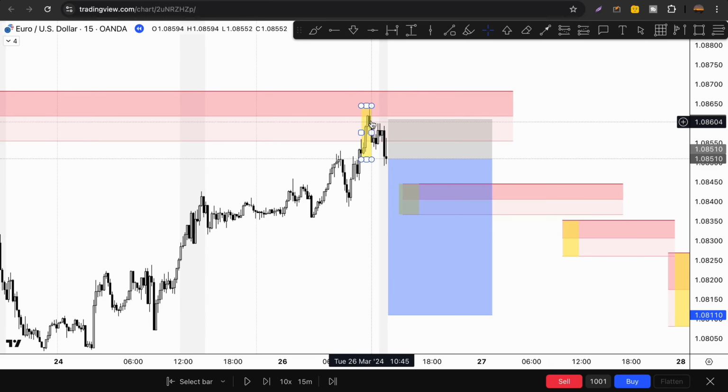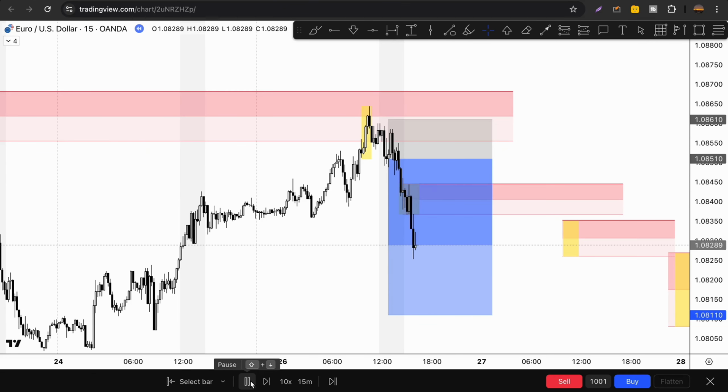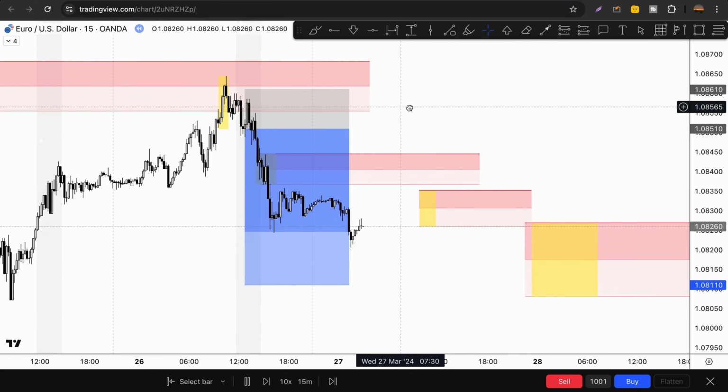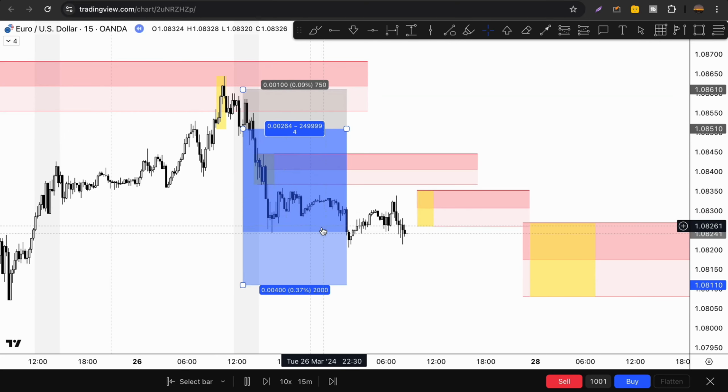So this is the setup, the fractal high, and then we see the continuation here to the downside. So we know that we're in the continuation leg. That's break even, and then we just end up waiting to see if that trade is one that plays out. So that's the first setup here.